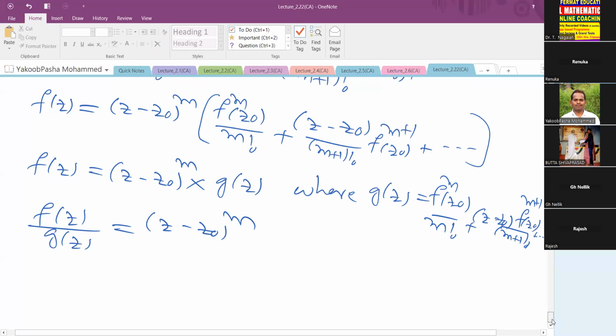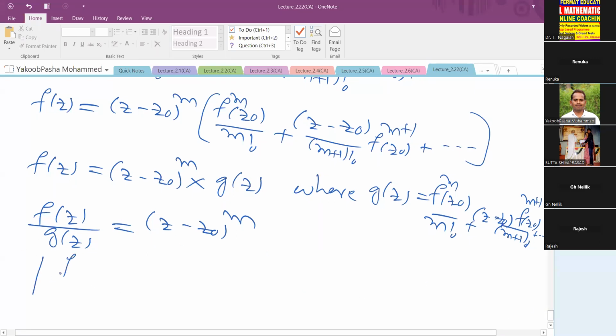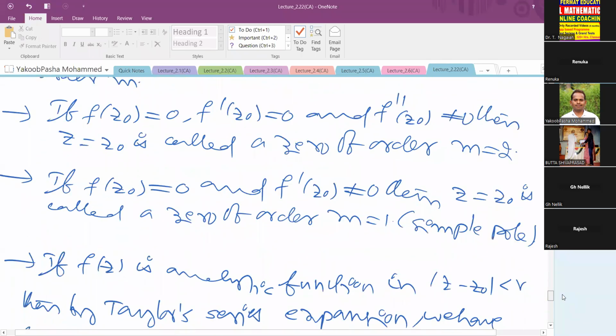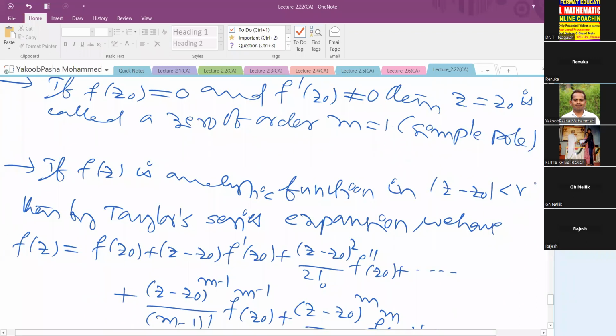While taking modulus on both sides, we get modulus of f of z divided by g of z is less than or equal to modulus of z minus z naught whole to the power of m. This is nothing but a constant. Actually, we are given the domain is the disk modulus of z minus z naught less than r. If we take r is equal to 1, or r is any non-negative real number, we can take r is equal to 1 also.